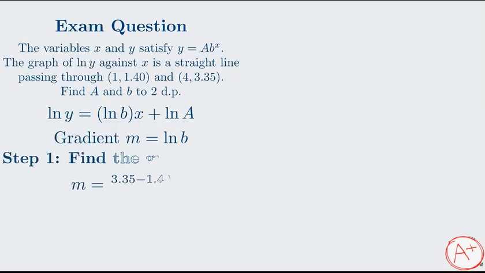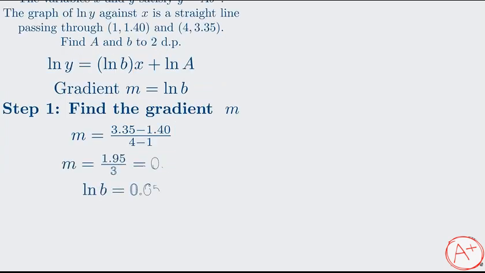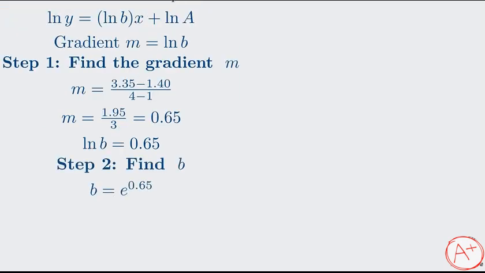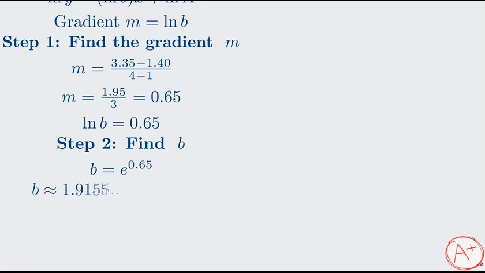Step 1. Find the gradient m. We use the change in y over the change in x for our coordinates. M equals 1.95 divided by 3, which is 0.65. So natural log b equals 0.65. Step 2. Find b. To find b, we move the natural log to the other side as an exponential. b is approximately 1.9155, which rounds to 1.92 to 2 decimal places.